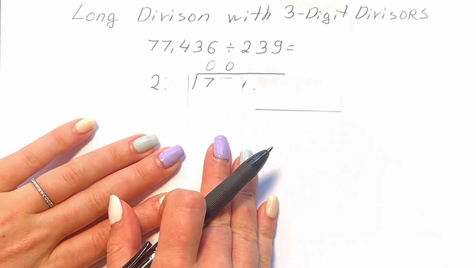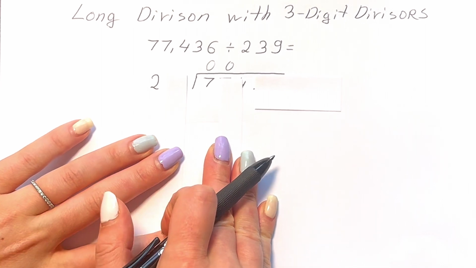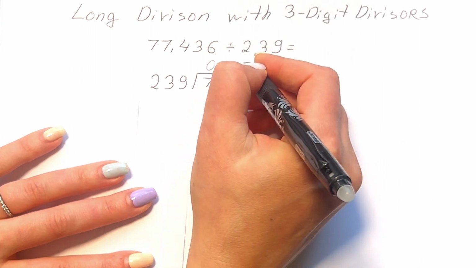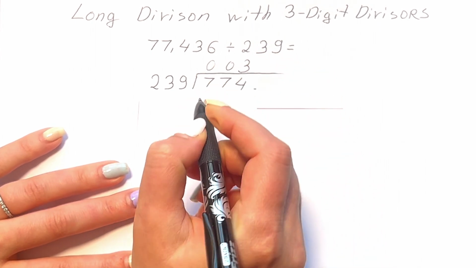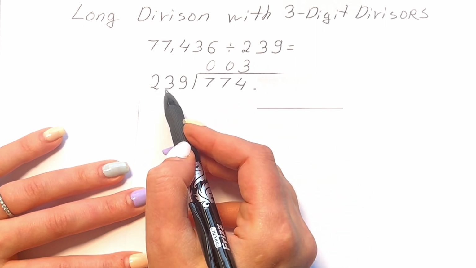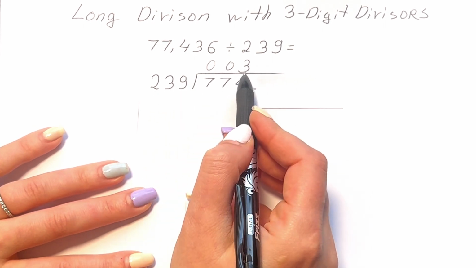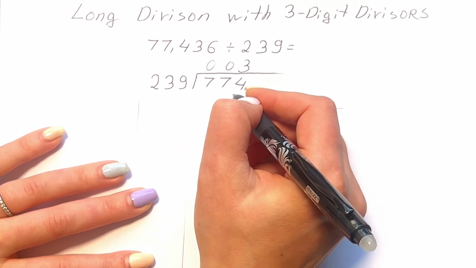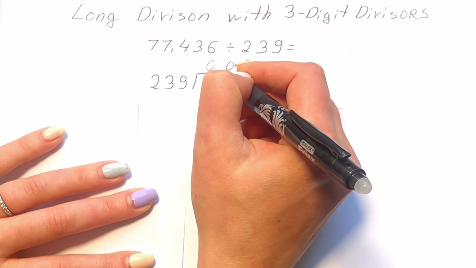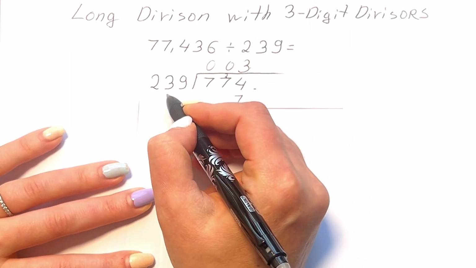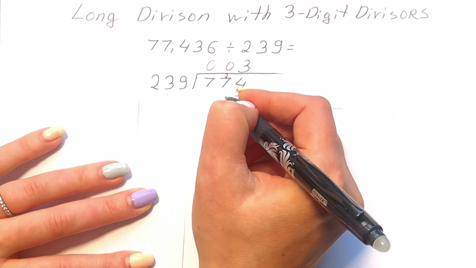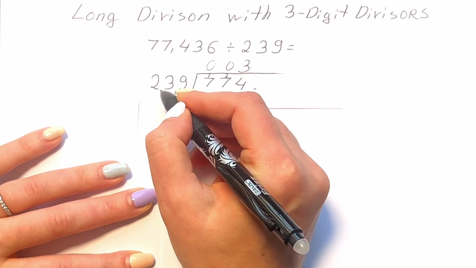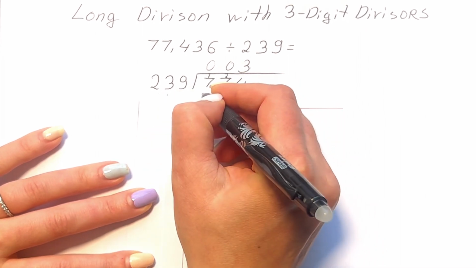Okay, so 2 goes to 7 3 times. It means 239 goes to 774 3 times. I'm gonna put the 3. Then I'm gonna multiply 3 by 239 to check if my imaginary number 3 is working. 3 times 9, 27. I'm gonna put the 7 and carry 2. 3 times 3 is 9. 2 more will be 11. 3 times 2 is 6. 1 more will be 7.